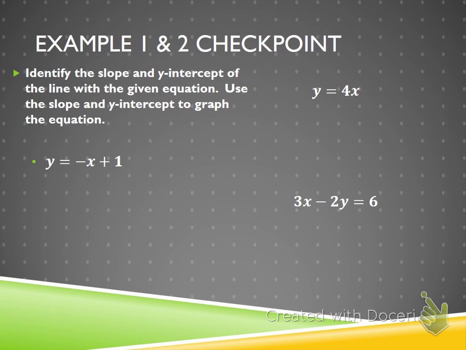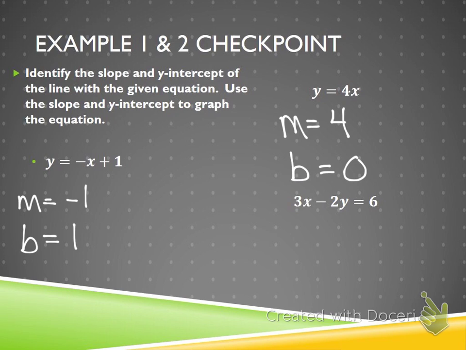On the very first one, what's our slope? What's our slope? I'm pointing to it. What's m? m equals -1. And b equals 1. All right, now what about this one up here? y equals 4x. Okay, well, what's my m value? 4. m equals 4. What's my b value? 0. So my y-intercept on that graph is just 0.